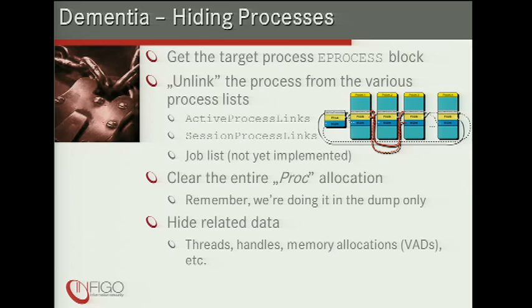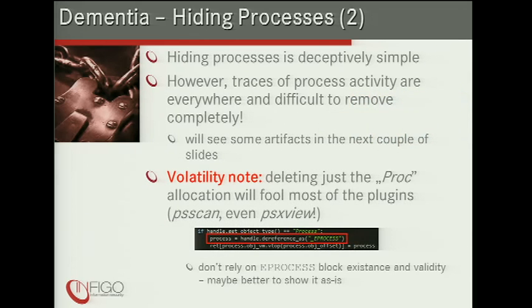And then we hide related data. We hide threads, we hide handles, virtual address descriptors, and all other stuff. So it might seem that process hiding is really simple, but in fact it's not, because traces of process activities are literally everywhere. It's really difficult to hide the entire process creation and open handles and all that, and to remove it completely, I think it's very, very hard. We'll see how to delete some of the artifacts in the next slide.